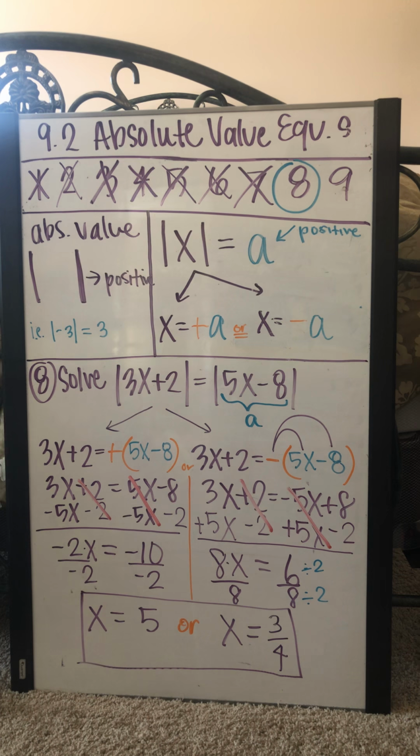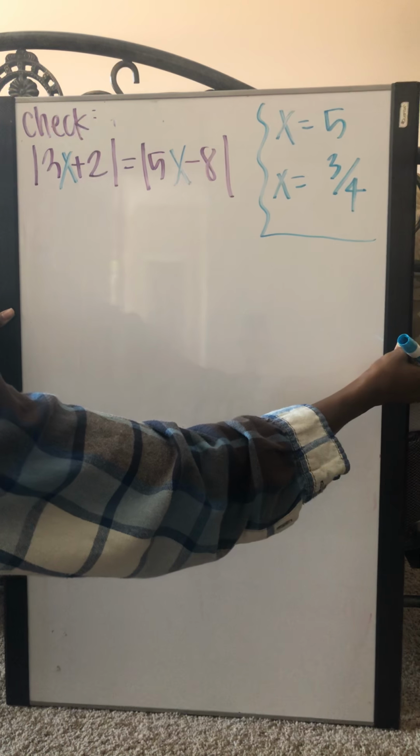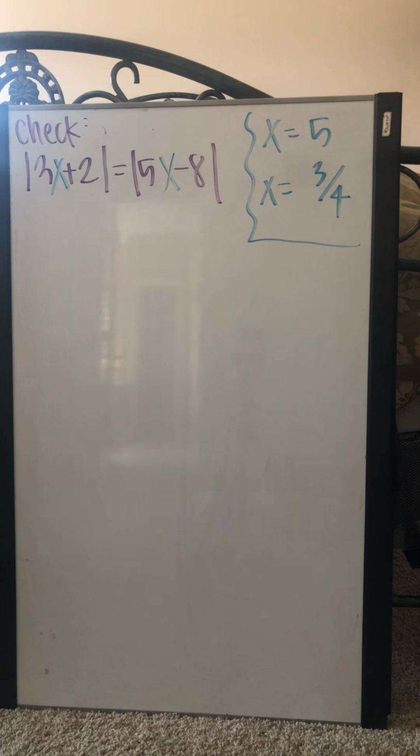And we are going to check for both of our answers. For x, give me 1 second, just writing it down. So for x, we got 5 and we got 3 over 4. Alrighty, so this is what we're working with.